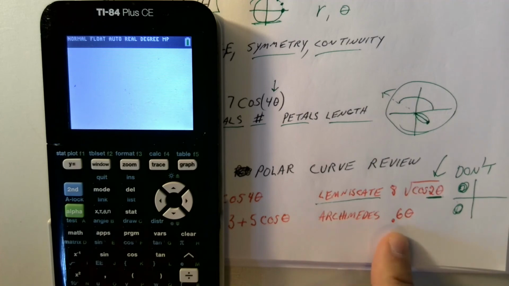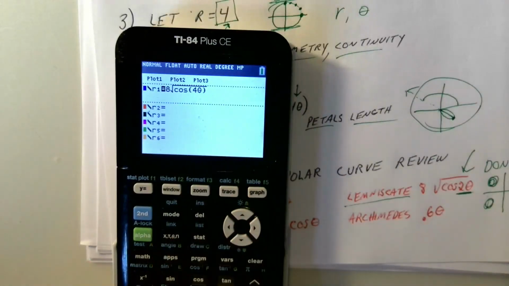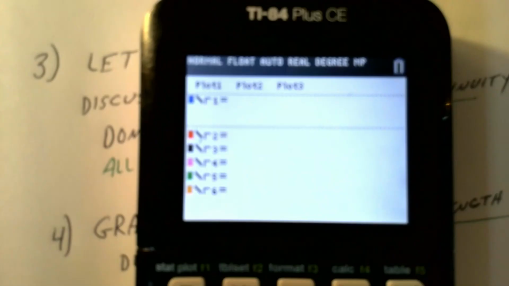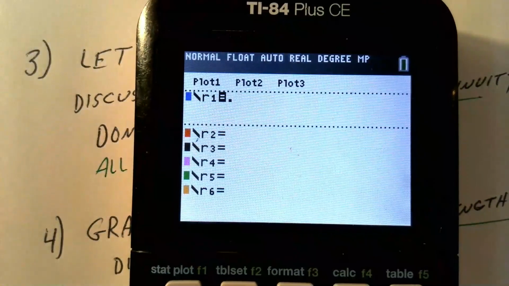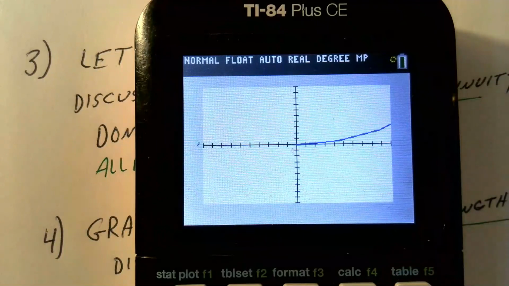This one's called an Archimedes spiral. So this one's kind of cool. So I'm going to go ahead and put this in here. I'm going to put in point, and let's clear this out. I'll blow this up right here so you guys can see this. Focus it up for you. I'm going to do 0.6 theta, and I'm going to hit graph.